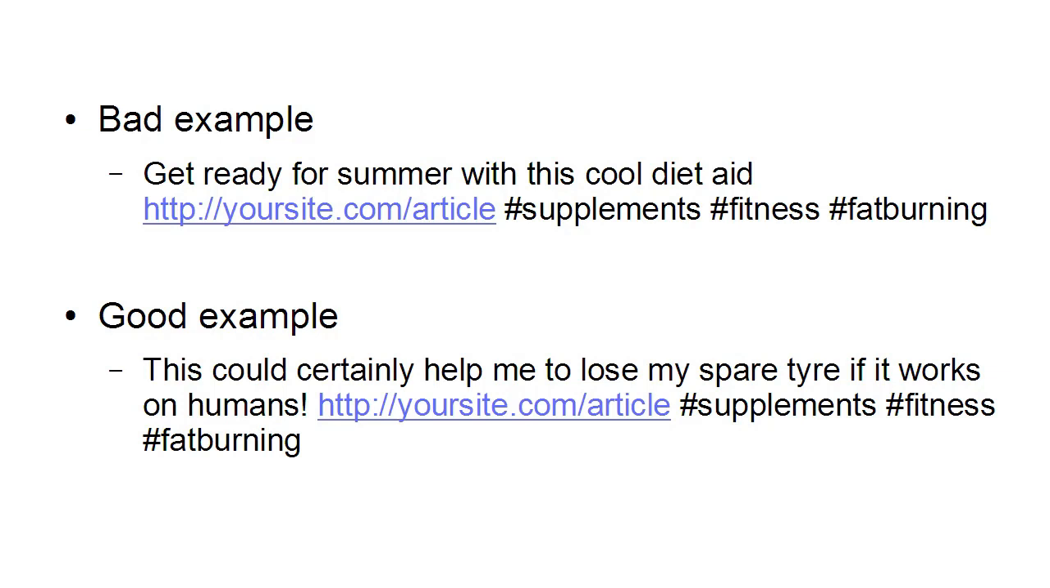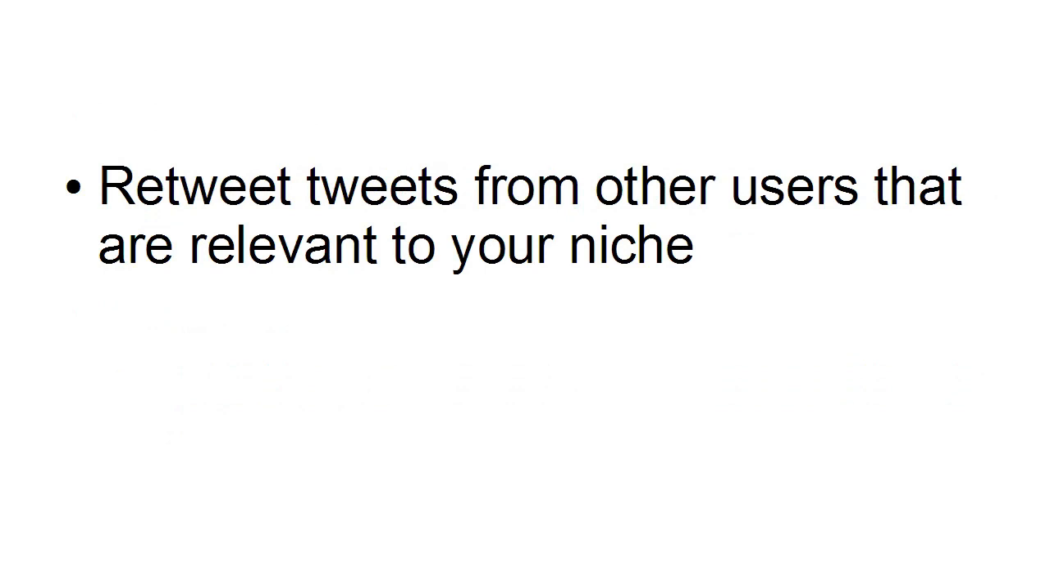Well, that invokes people's curiosity. People are going to think, if what works on humans? And they might be more inclined to click the article link just out of curiosity, and then they can read the article, and it should be an informative article, not a sales page, and then they may well buy the affiliate product. Another way to get traffic is to retweet tweets from other users that are relevant to your niche, because that keeps your Twitter feed full of lots of different information. And of course, if you retweet people's tweets, they may well reciprocate and retweet your tweets.